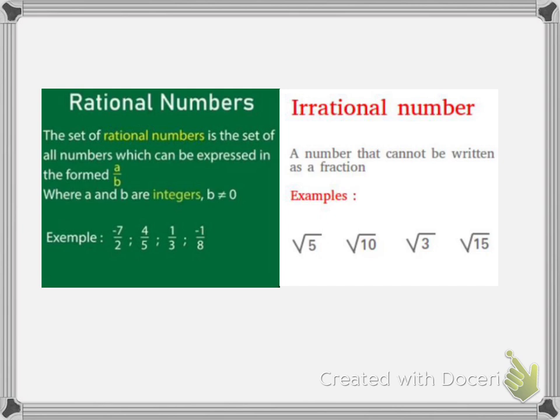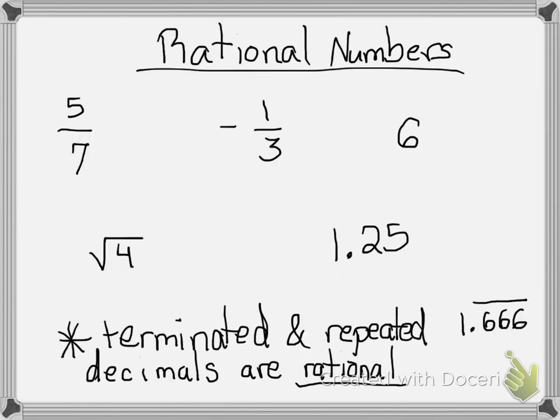Welcome back. As you can see, rational numbers are a set of numbers that can be expressed as fractions, but your numerator and your denominator cannot be 0. So as you can see in the examples I have listed below, -7/2, 4/5, etc. But an irrational number is a number that cannot be written as a fraction, as you can see in the examples I have below. All right, let's look at a few examples.